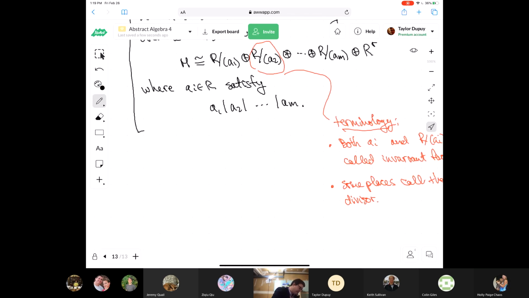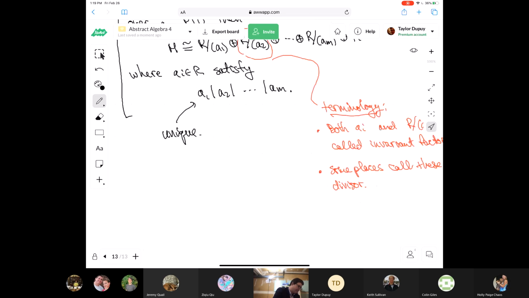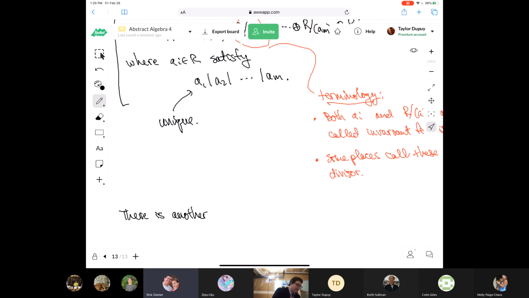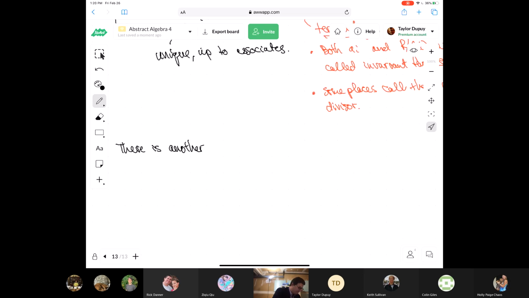And these things are unique. I should also say these are unique, and this presentation here is unique. So there's another way to write this. Would that be unique up to associates? The ideals are unique, yes, up to associates. Yeah, but that means the ideals are unique. So there's another way of writing these modules.